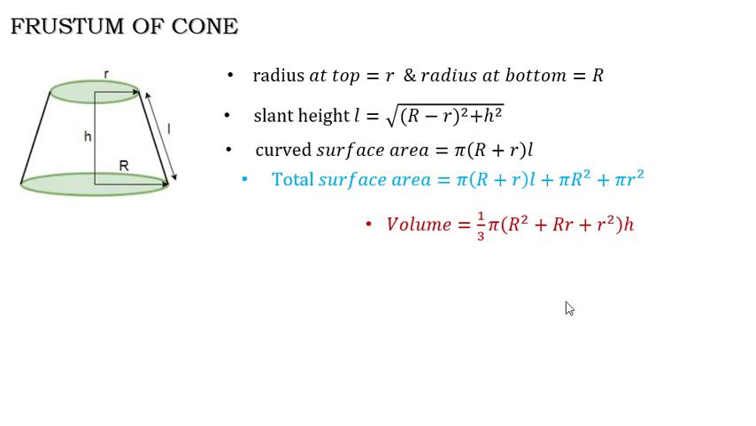You can compare these formulas with the formula of cone. Like in cone we have formula as 1 by 3 pi r square h. So in place of r square, here we have capital R square plus capital R into small r plus small r square. Similarly, in the case of curved surface area, in place of pi r L, here we have pi, in bracket we have capital R plus small r. So that r is replaced by capital R plus small r. So these are the formulas related with frustum of cone.